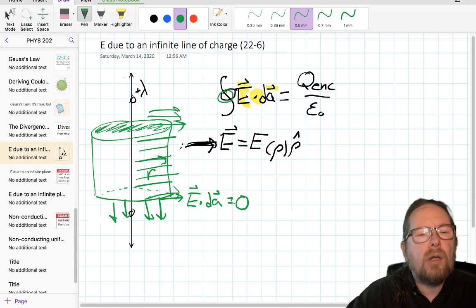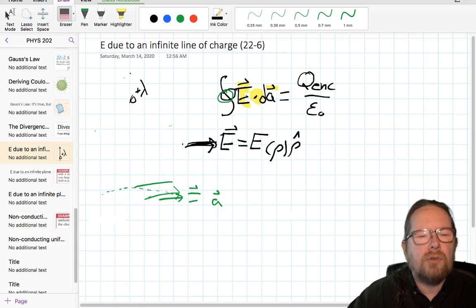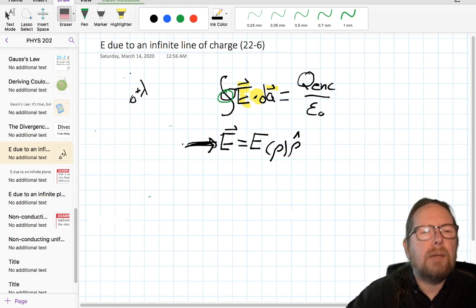Okay, so we're going to choose as our surface, what we sometimes call our Gaussian surface, a cylinder of radius r that surrounds our line.